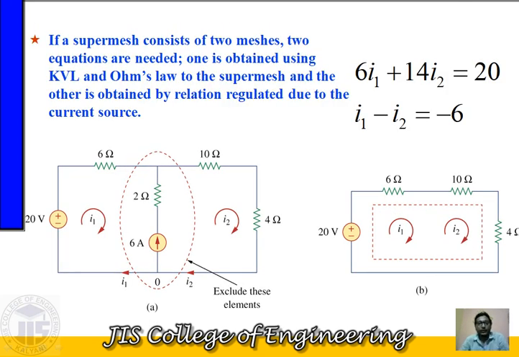Okay, now for this super mesh concept, we have considered the same circuit to solve it, and the circuit has a current source. That's why we will consider the super mesh by neglecting this branch, and we will consider this branch later. So if we neglect this branch, just imagine that this branch is not over here.